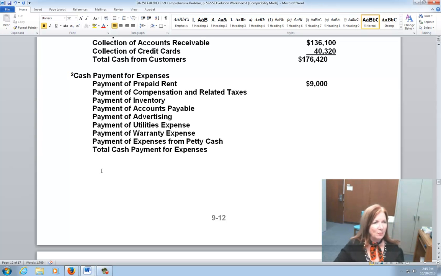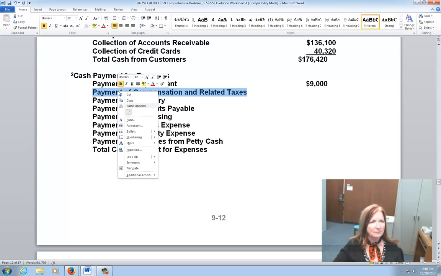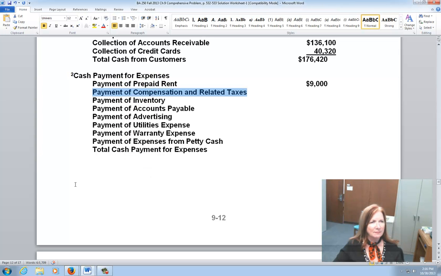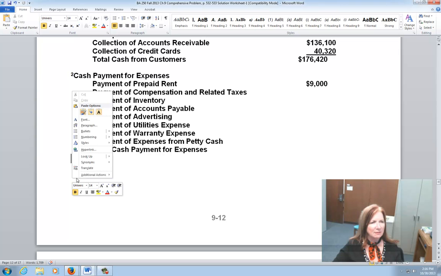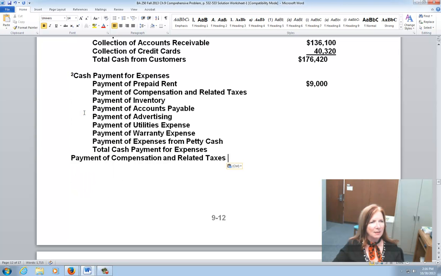So if I were to look down here and look at compensation, then the first thing I'd have to do is calculate my compensation. And so if I looked at my compensation, I'm going to say that that would be, I'm going to indent here.